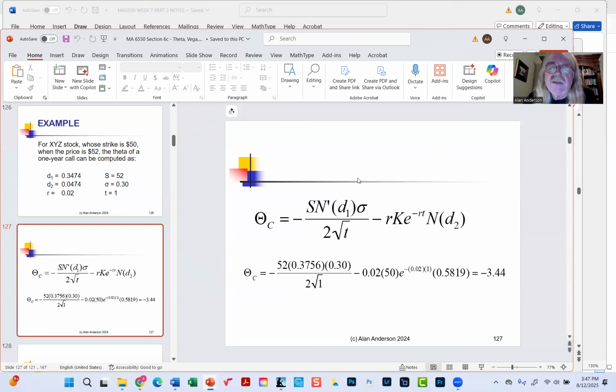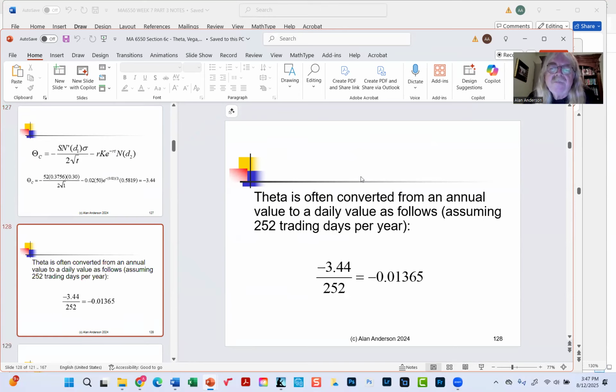But now here's the thing about theta. Theta, when we do it this way, is expressed on an annual basis. We normally express it in the markets on a daily basis. And when we say daily, we mean per trading day, not per actual calendar day, because the options don't change over the weekends when they're not trading. And so only the trading days are open. So what this says to me is that every trading day that goes by, the time value is declining by about 1.365 cents.